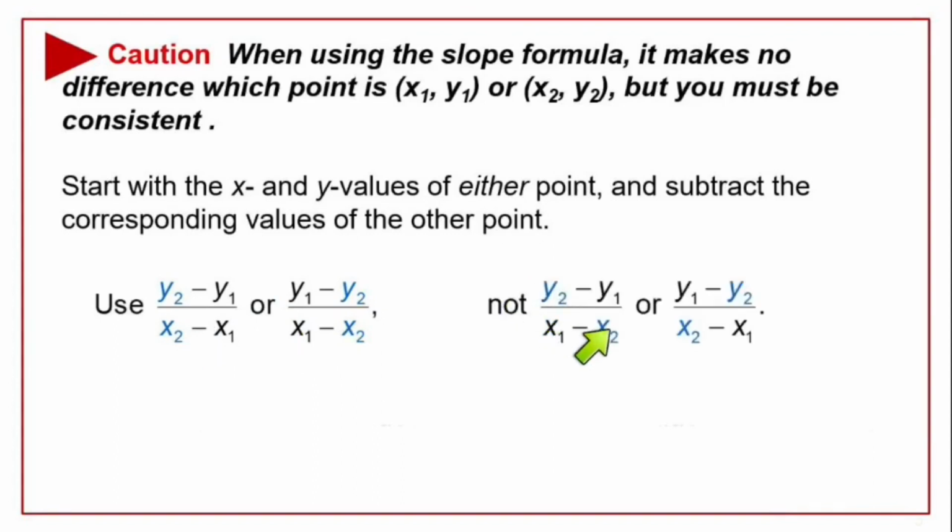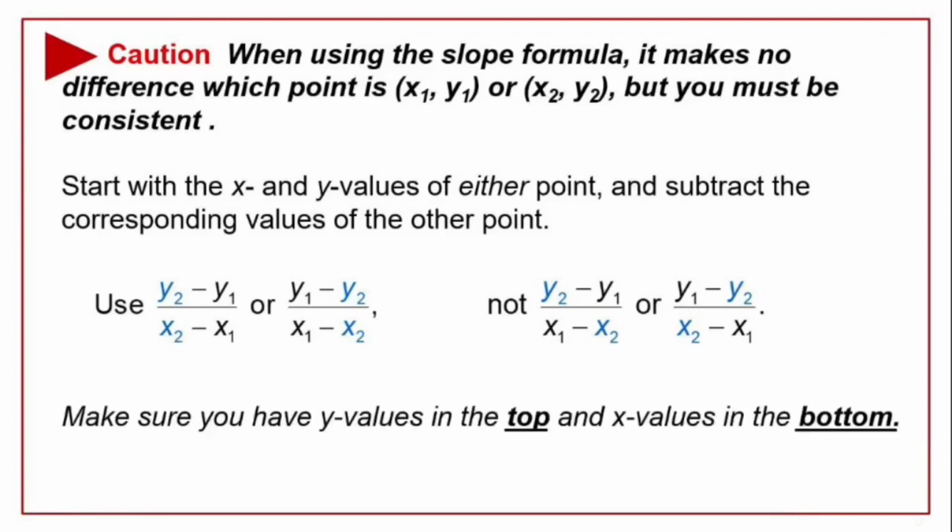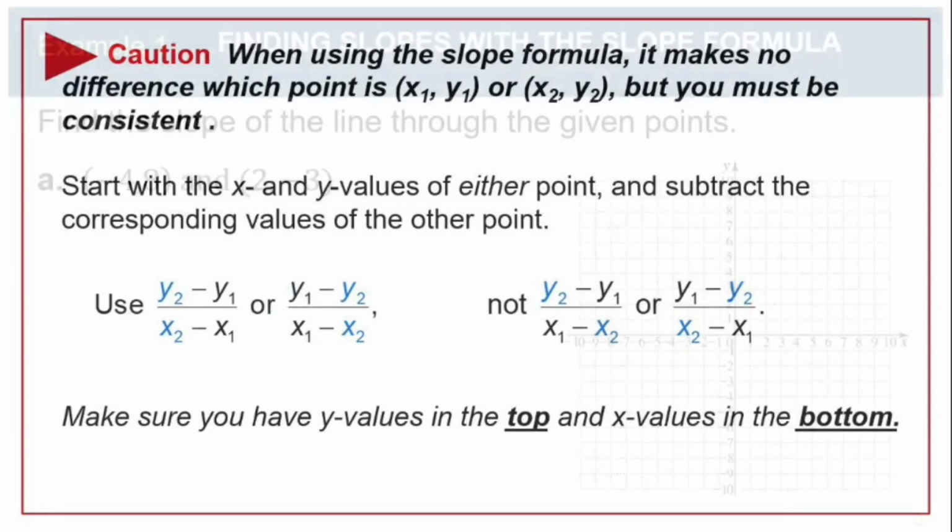But what you can't do is mix them up. If you start with the y coordinate for the second point, then in the denominator you need to start with the x coordinate for the second point. You can't have y2 minus y1 over x1 minus x2, and you can't mix them up the other way either. So if you start with the y value from the second point, you need to start with the x value from the second point. And that's just something to keep in mind. That's an easy thing for students to mix up. And the other thing to keep in mind, again, is that you always want to make sure you have y values in the top and x values in the bottom. And if you remember rise over run, I don't think that will be a problem for you.